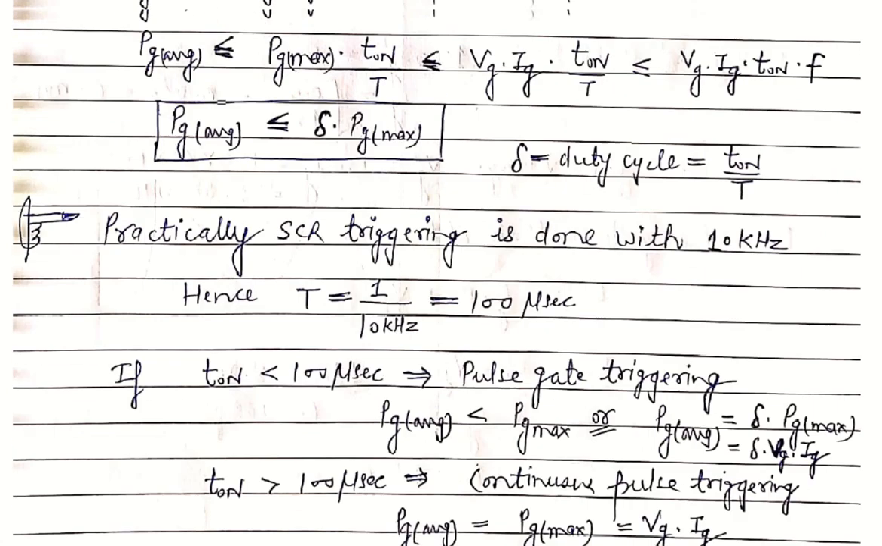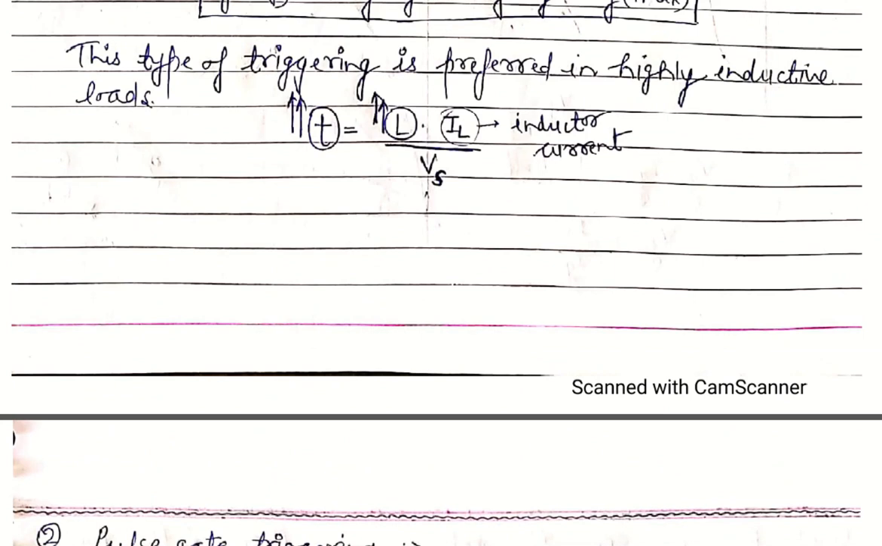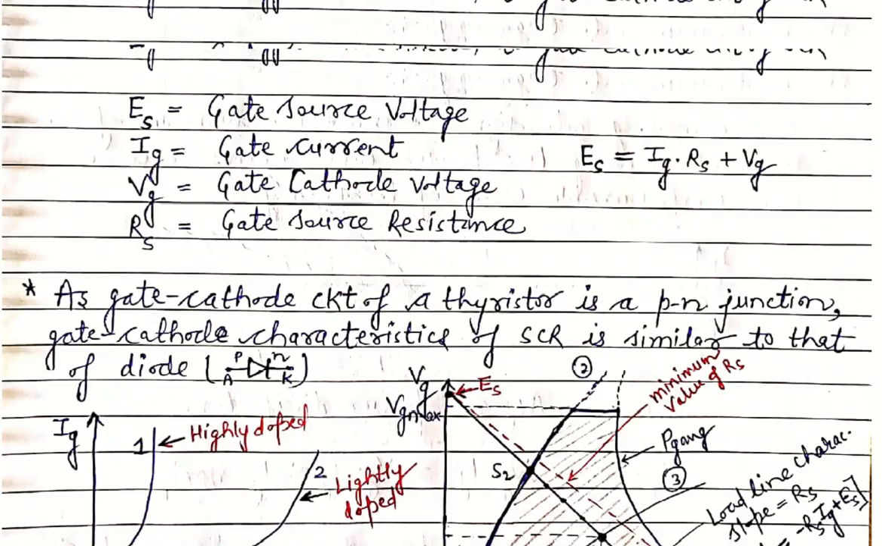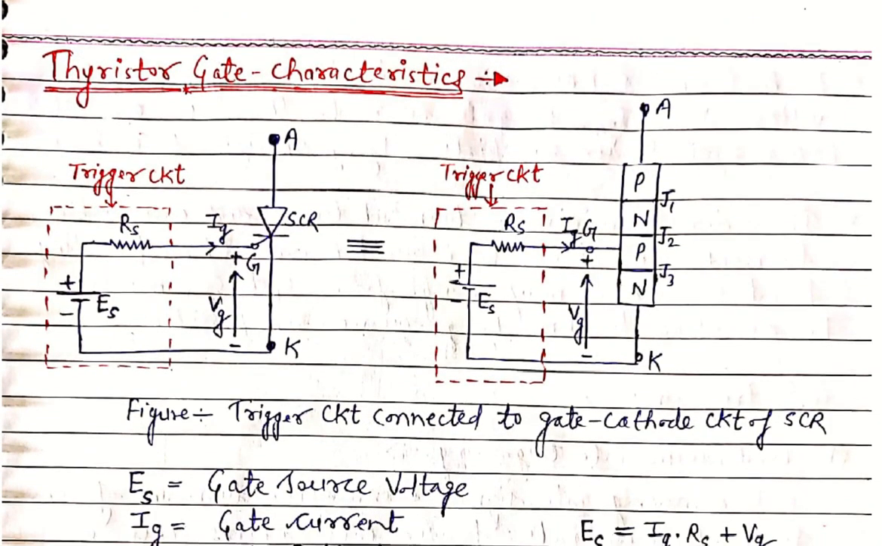So this is all about these two types of triggering methods for the gate junction of the SCR. In the next class, we will solve some numerical problems regarding these two types of triggering methods.